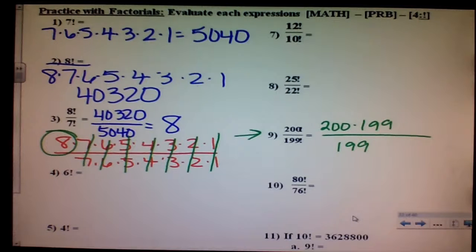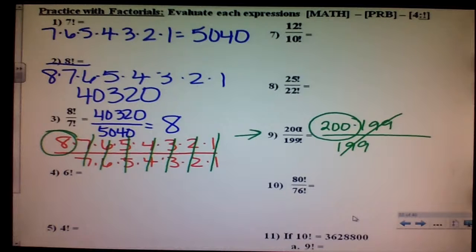199. 200 is 200. So they start canceling out here. So your final answer is just 200. Whoa, I like these. Okay. So when you've got a fraction like that, you don't have to list 200 clear down to 1 and then 199 clear down to 1. If you show me this and they'll start canceling and then circle your answer, we're good.